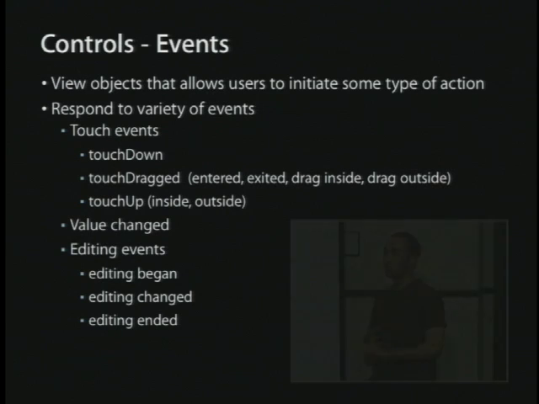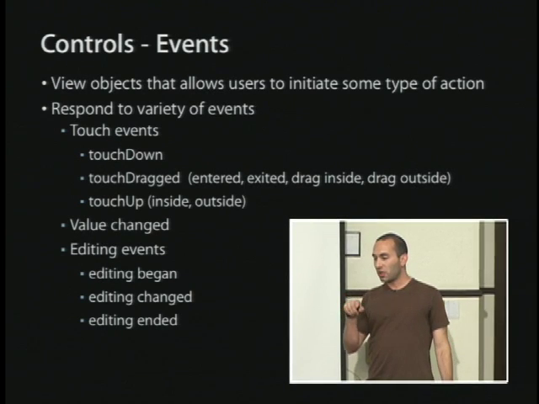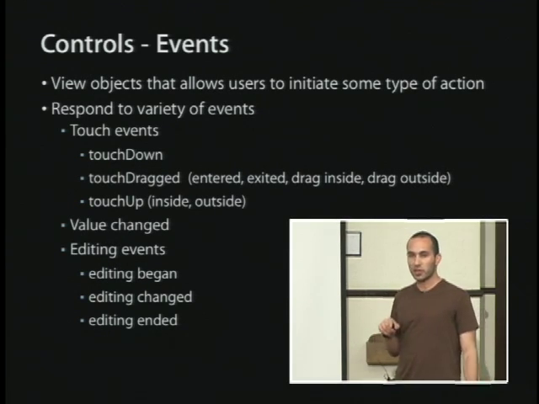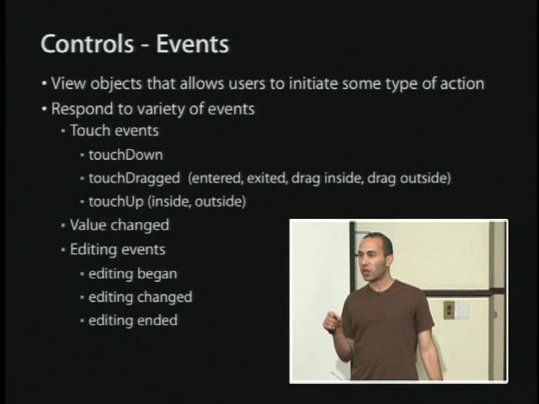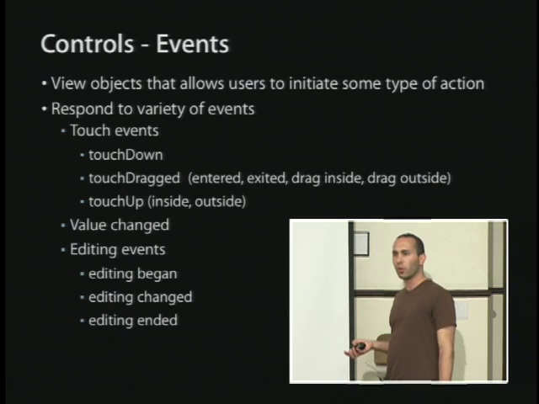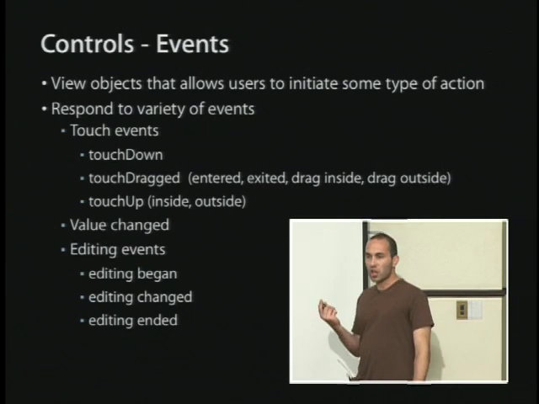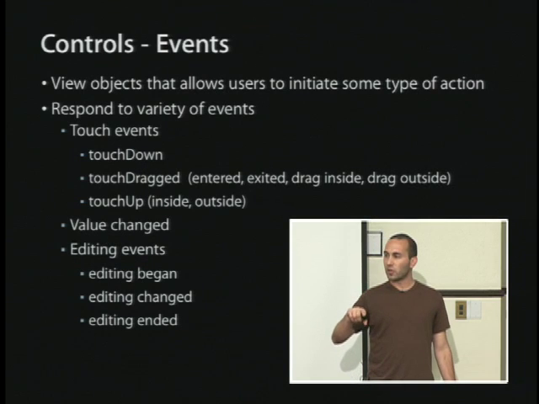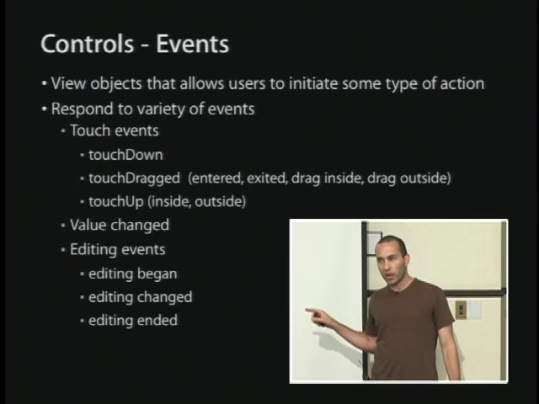When somebody touch dragged, so if somebody puts their finger down, they get a touch down. If they then move around within your view, you'll get a touch dragged event. And you'll actually get the event itself, which will have some coordinate information, to tell you x, y, where it was in your view. And touch up. So you can find out if the user lifted their finger and whether they lifted their finger inside your view or somewhere outside your view.